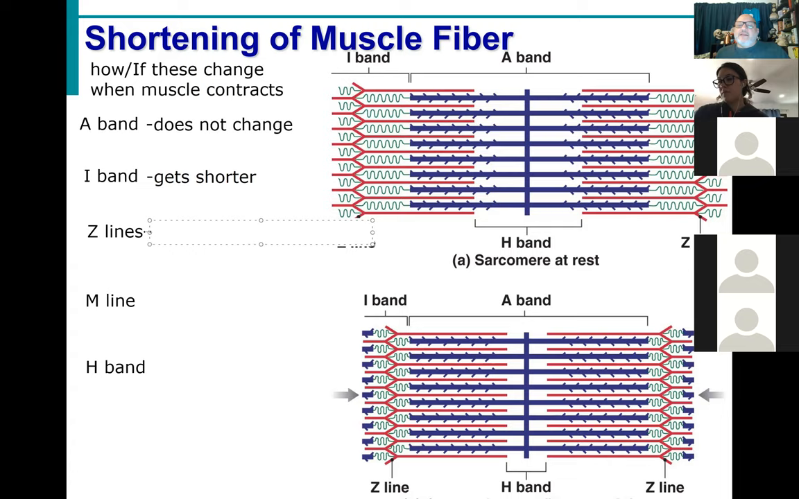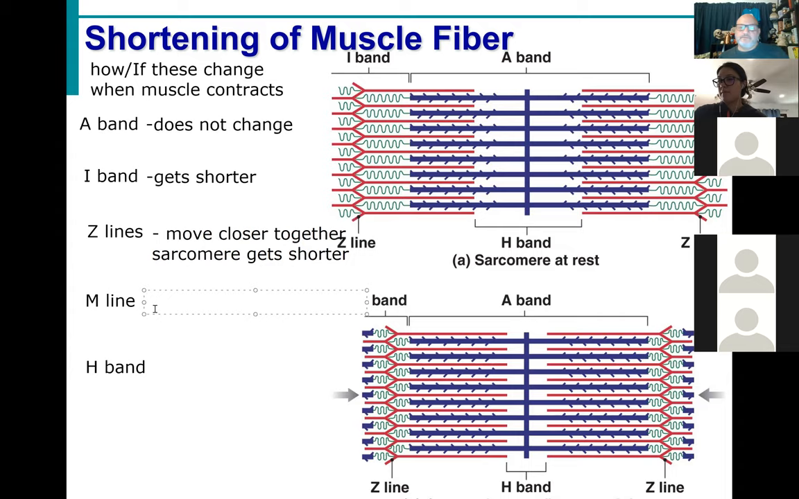Obviously, the Z lines don't change shape or anything like that, but do they change in relation to each other? Yes. What happens to them? They get closer together. Right. And as they move closer together, our sarcomere gets shorter. And while our Z line moves, what about our M line? It stays the same. So then the last question is, what happens to the H band? It disappears. Absolutely, that's a great way to describe it. It also gets shorter, because myosin and actin are overlapping more.